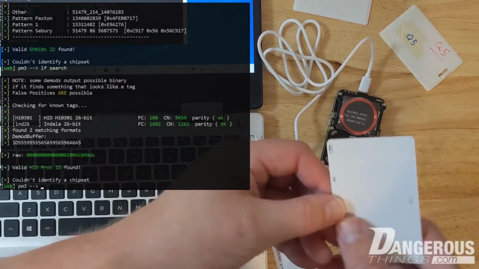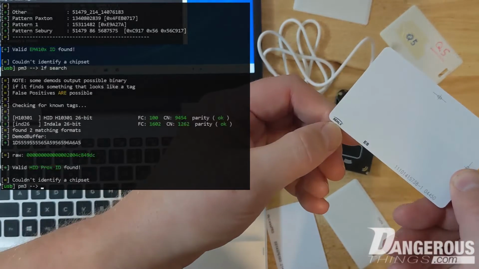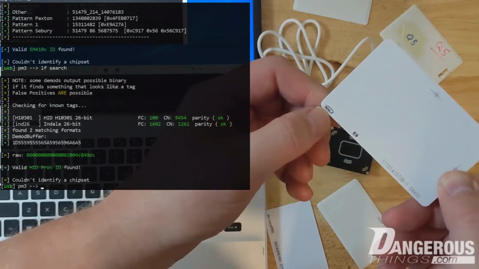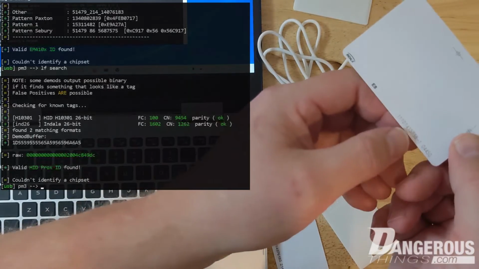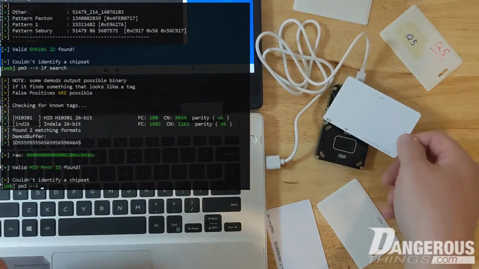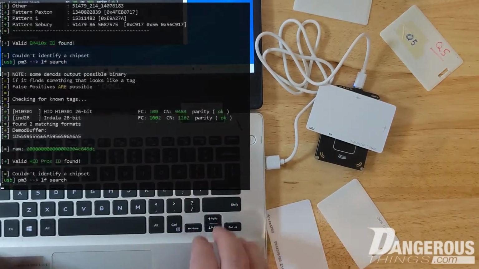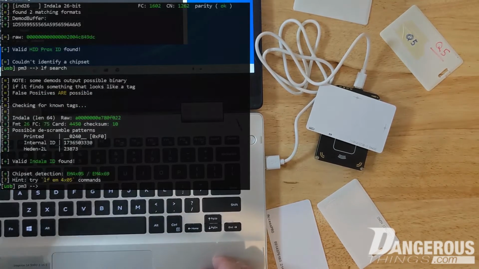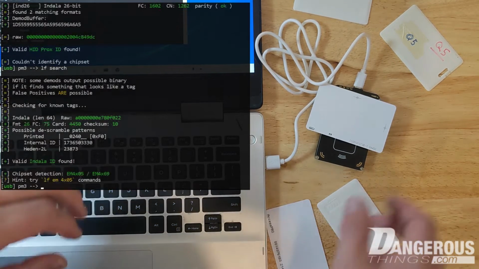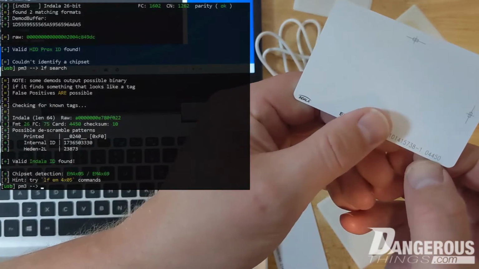Let's take a look at this. This is very small, printed in PV. So this is another type of low frequency card. Again, numbers printed there in decimal format. LF search, and there we go. We see the PV format, 26-bit. FC is a facility code 75, card number 4450, checksum 10. So if we look, 4450 is right there.